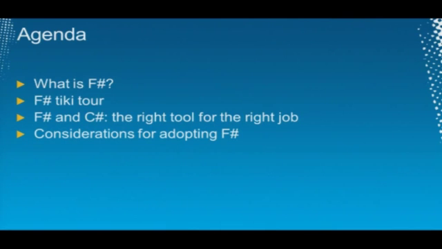So there's four main areas that I really want to talk about. We'll briefly give you a one-line introduction to what is F#. Then we'll take a little bit of a tour of some of the core features of the F# language, and also look at how we work with F# and C# together, dividing responsibilities between the languages to use the right tool for the right job. And then just a brief discussion about some considerations, some factors you may want to think about when you're thinking about whether to implement or adopt F# in your environment, in your enterprise.